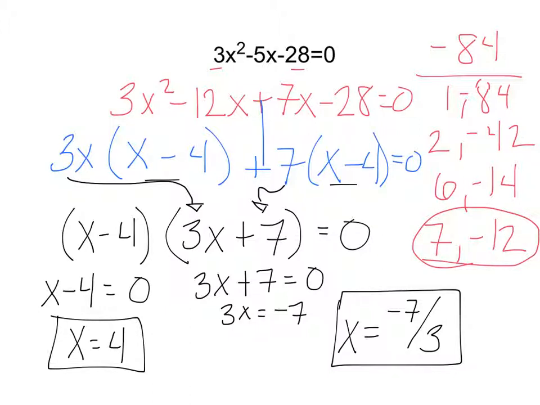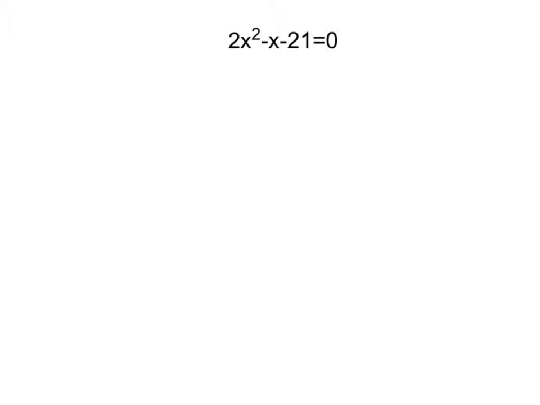So I should get two answers, remember, from my x squared. So here's one answer, there's my other answer. My next example, I get 2x squared minus x minus 21. I multiply my first term and my last term to get negative 42.